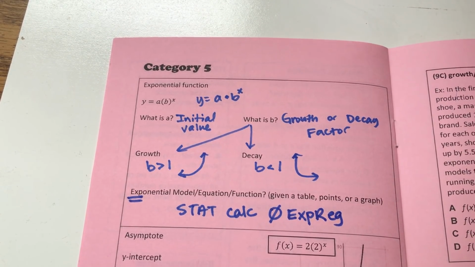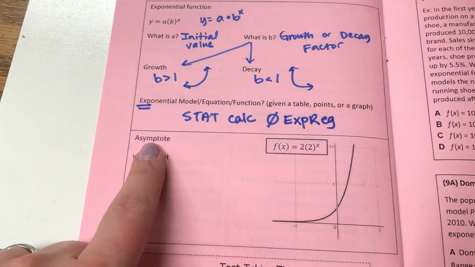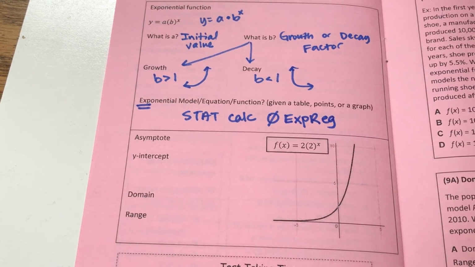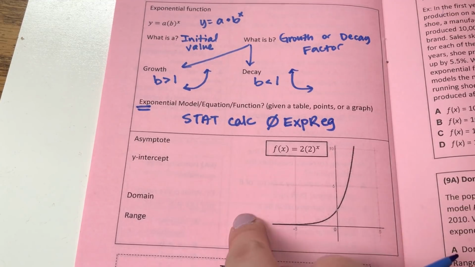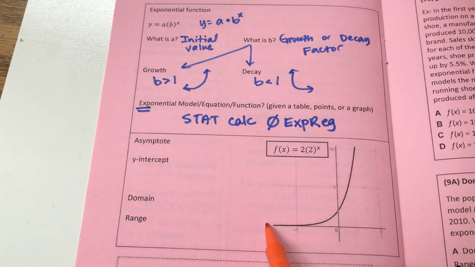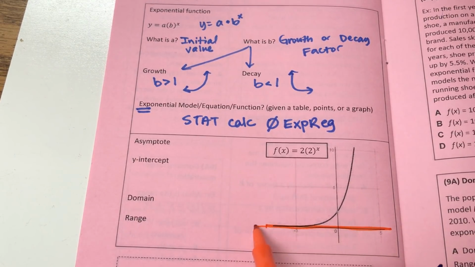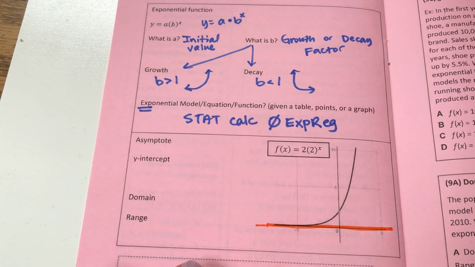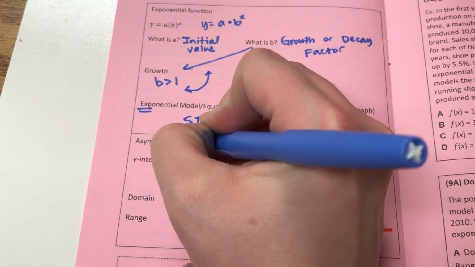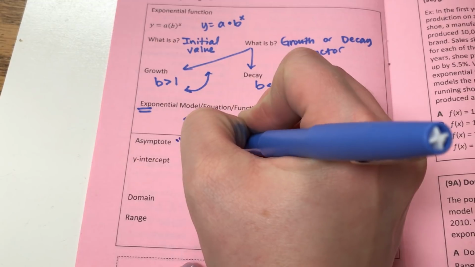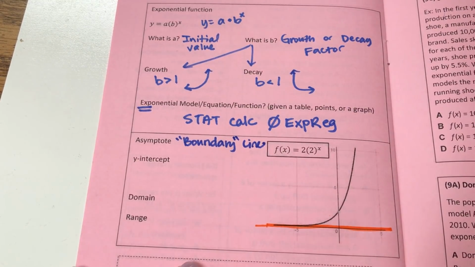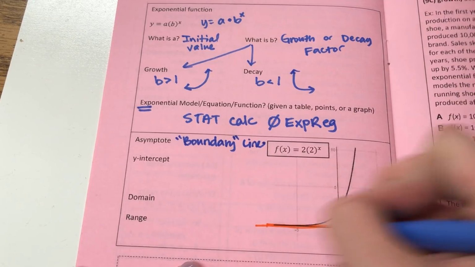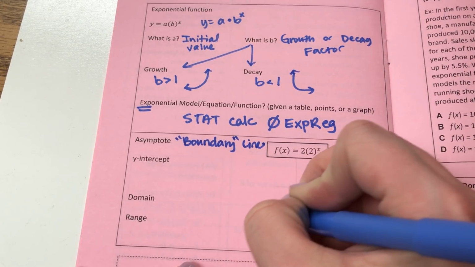Okay, and we had some more vocab. We had what's called an asymptote. Remember, there's always an invisible boundary line where your graph is starting to level off. So you can, in this case, look, it's never quite crossing over the x-axis. So remember, asymptote is your boundary line. It's always y equals. So in this particular case, it would be at y equals 0.